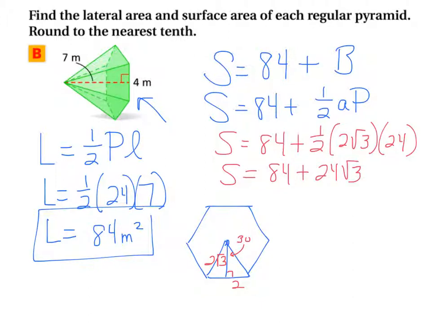Now, if you wanted the exact value, we'd leave it like that, and then you put a label at the end. But we can round to the nearest tenth, which would give us 125.6 centimeters squared.